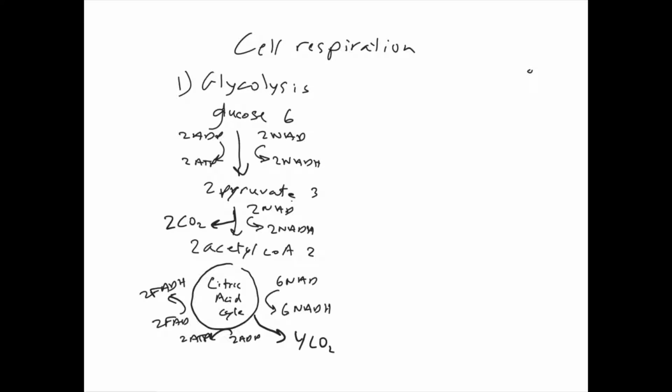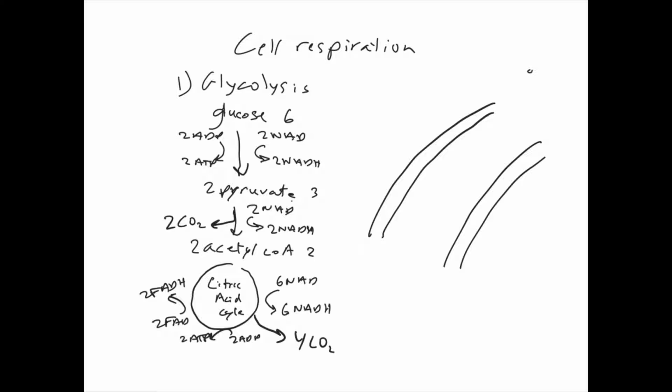Now, if we are in the mitochondria, if you remember, the mitochondria has 2 membrane systems. We have the outer membrane, we have the inner membrane, and then we have the matrix of the mitochondria, which is within both membranes. Glycolysis happens in the cytosol, but the rest of this is all happening in the mitochondria.